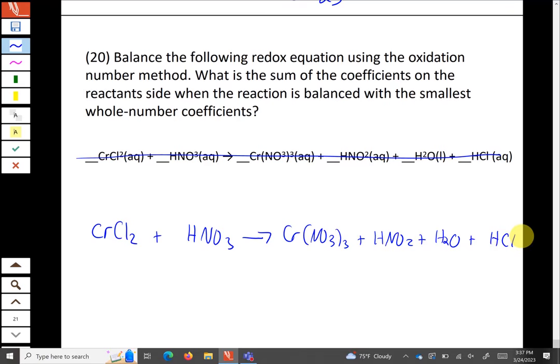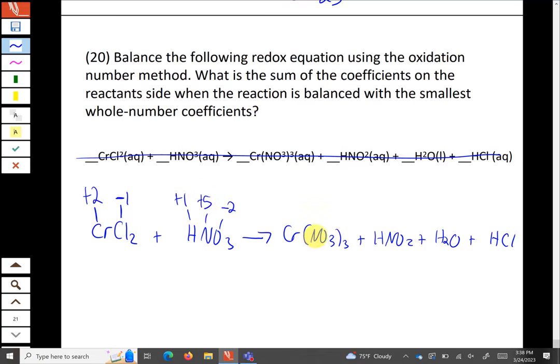All right, similar story as the last one, but there's one little difference here. In this problem, let's start by assigning oxidation numbers like we always do. So chromium chloride, 2 Cls are -1, and that means chromium has to be +2 in that compound. HNO3 we did earlier, but as a reminder, we have -2 for oxygen and +1 for hydrogen. That's -6, +1 is -5. We need a +5 on nitrogen for them to all add up to 0.